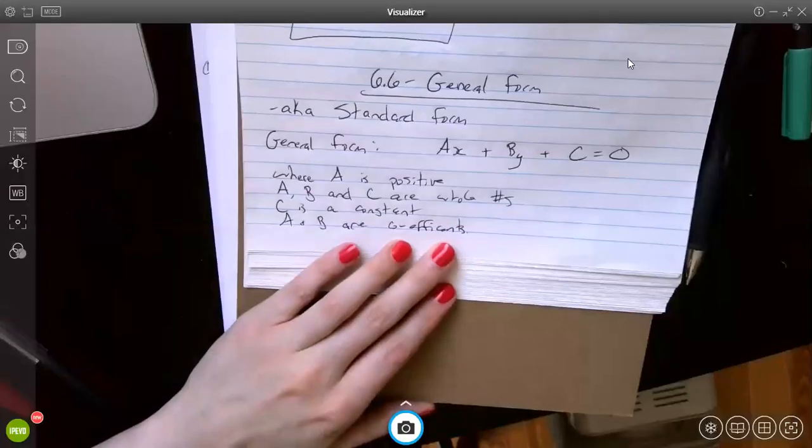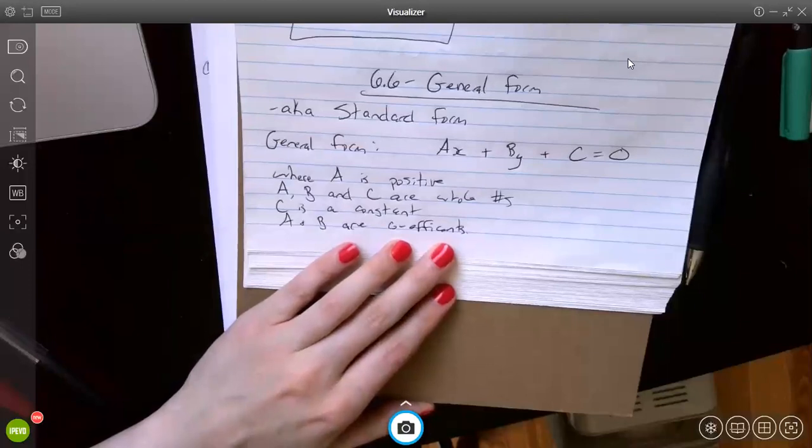Hey guys, I don't know about you, but I have been doing chapter 6 all day today, so I am happy to announce that we are on our last lesson of chapter 6. We're going to be looking at the third and final way of writing the equation of a line. Okay, so today's lesson is 6.6 general form.